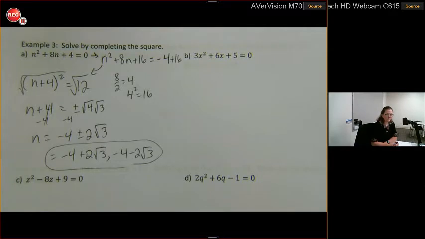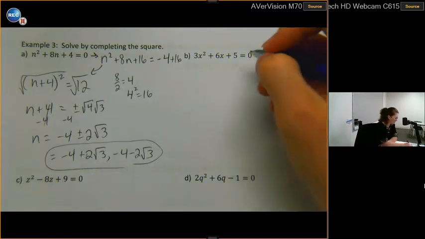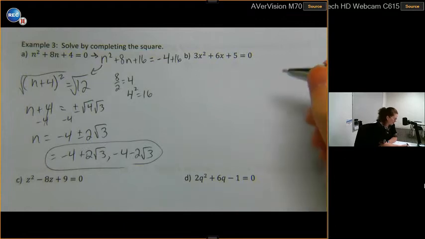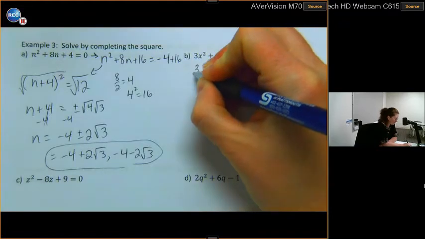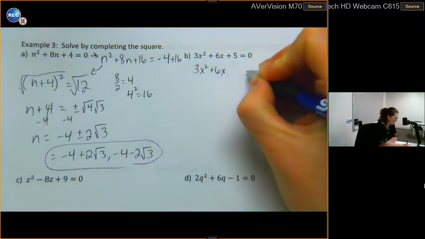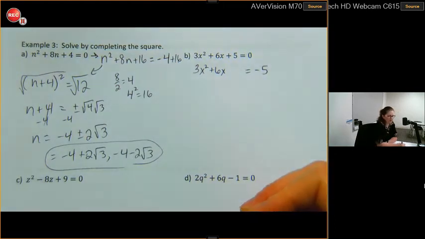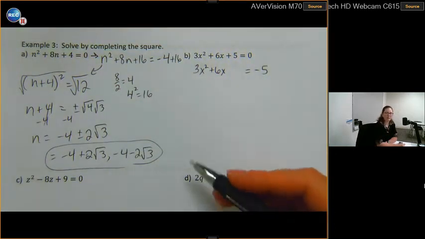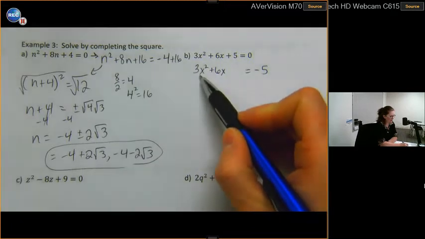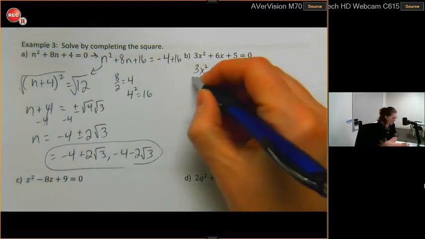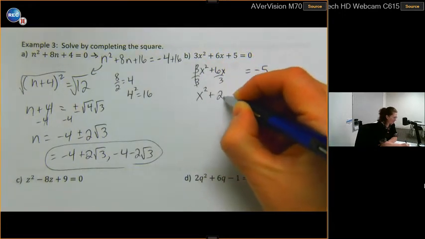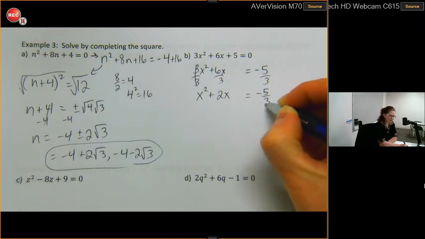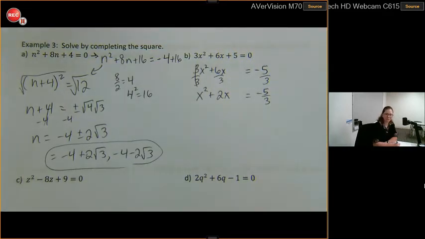Part B, same process. We are going to have a little bit of a different ending here because we have a number in front of the x squared. So I have 3x squared plus 6x, leave a space, equal to -5. And as I mentioned in the steps earlier, if you have a number in front of the x squared, you have to divide everything by that number. So we have x squared plus 2x equals -5/3. Leave it as a fraction. Decimals are not going to be accurate here because you'd have to round.